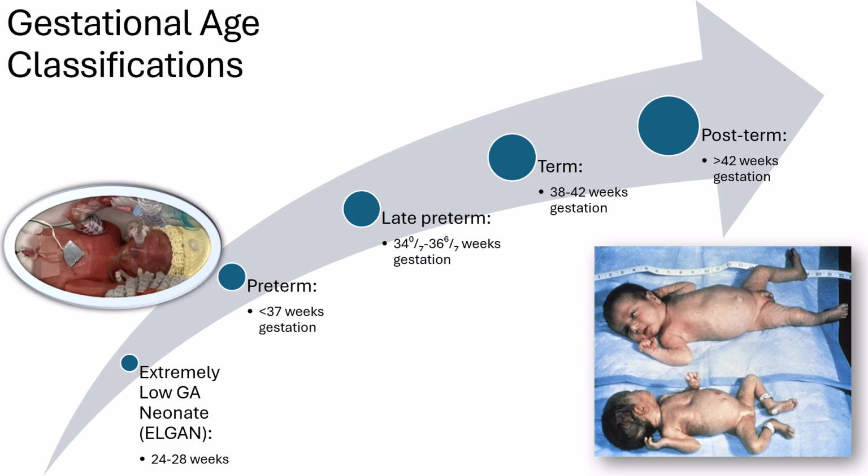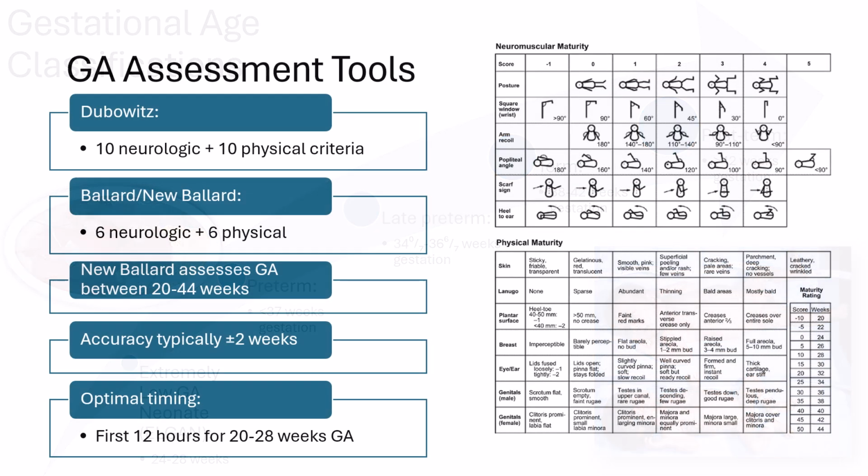Term infants are born between 38 to 42 weeks gestation. And postterm refers to beyond 42 weeks gestation. Each category carries specific risks and considerations that you'll need to recognize for the exam.